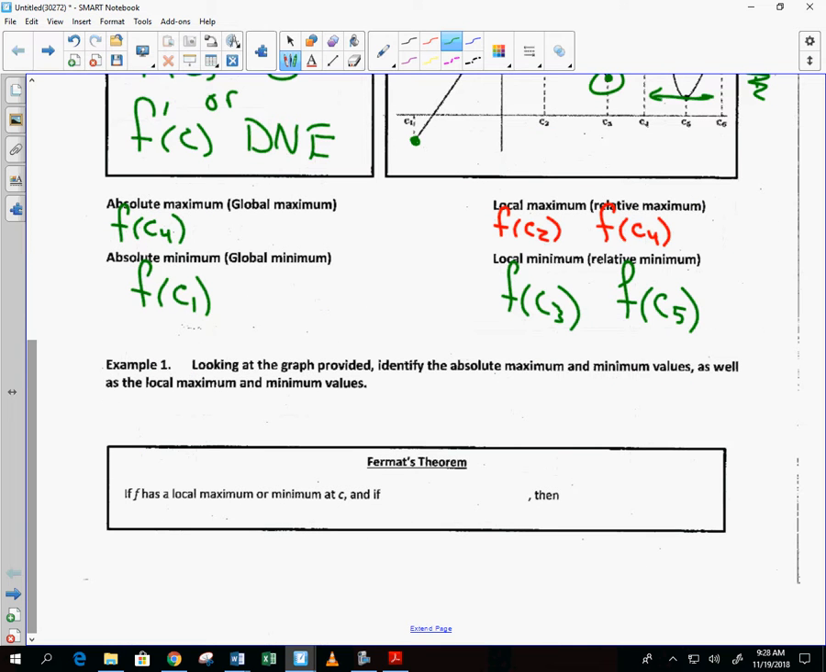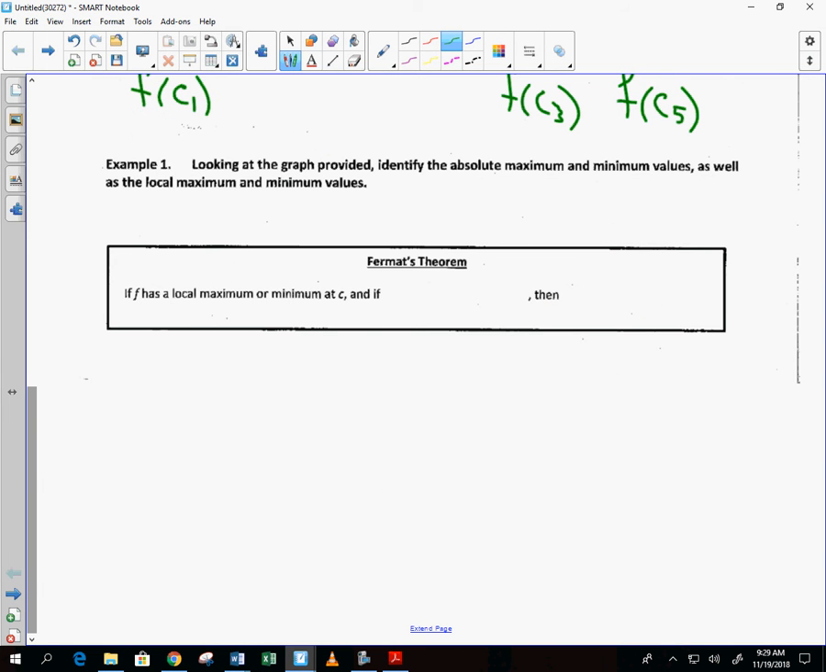Example 1 says, look at the graph provided, identify. Well, we could go back. I'm not sure what you're asking. I'm sorry. Can we come back? Do you want to pursue it? No. Okay. All right. It says identify the absolute maximum and minimum values as well as the local max and local min. We just did that.